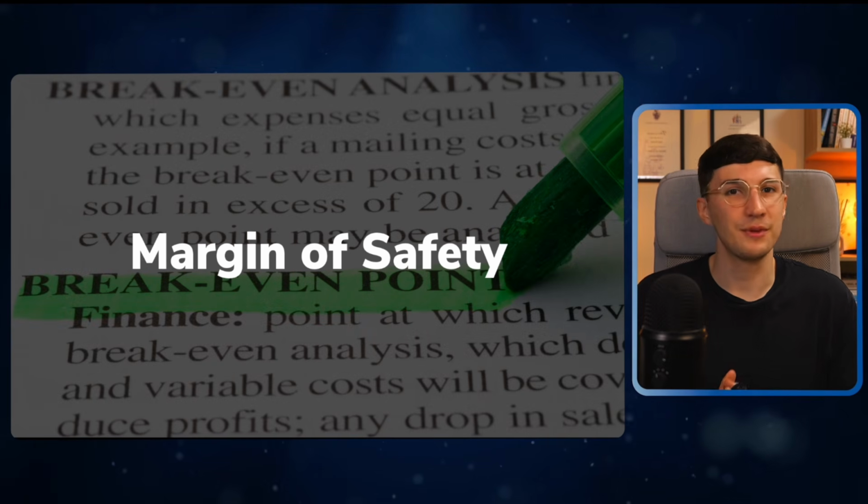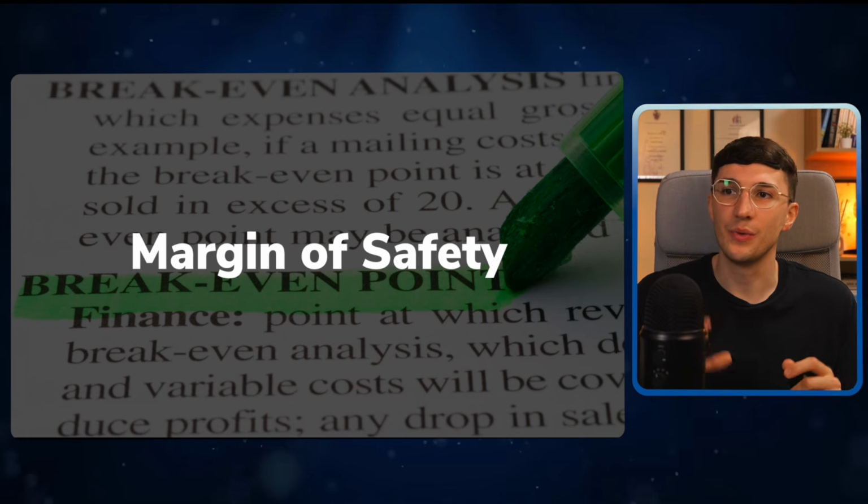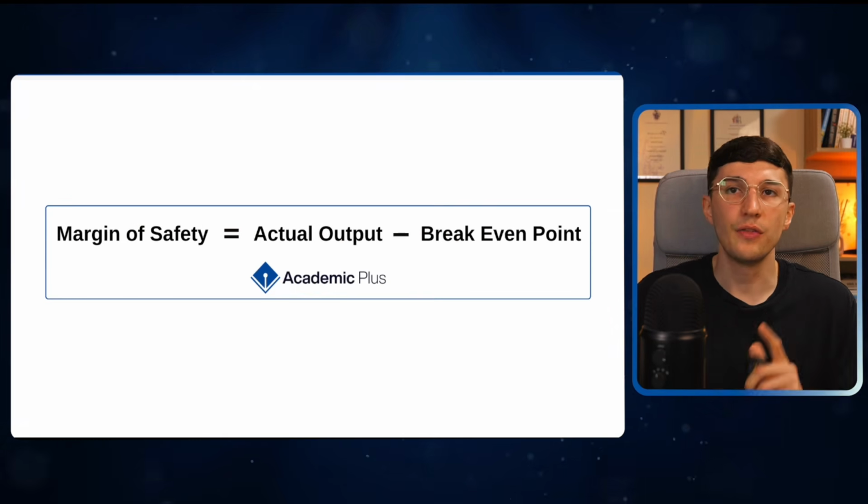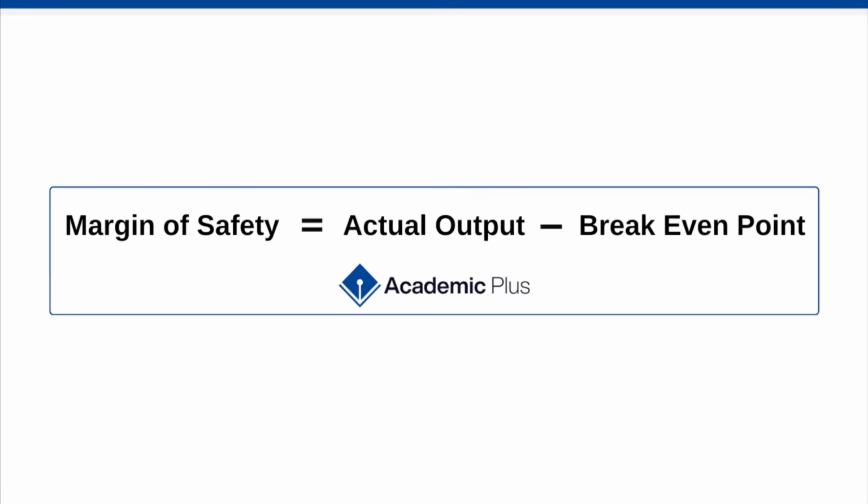Another important concept as part of break-even we need to look into is the margin of safety. Now, the way we calculate the margin of safety is that we take the actual output, so how many products you've actually sold or how much you forecast to sell, minus the break-even point. So the margin of safety is the difference between a business's actual output or projected sales and the break-even sales, which indicates how much sales can drop before the business incurs a loss.